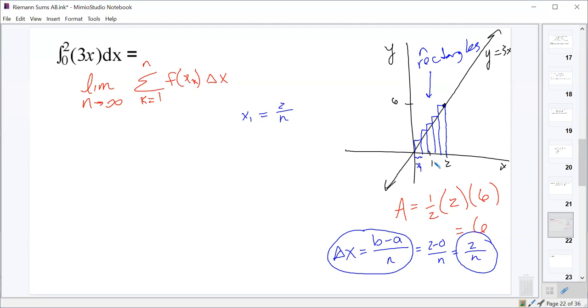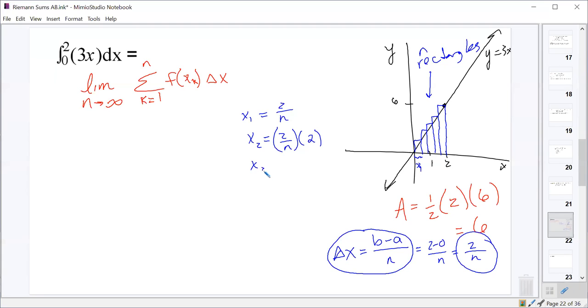All right, so x sub 1 was our distance from the origin to the first rectangle. So what about x sub 2 then? How far did we go from the origin to the second rectangle? We went over the width of one rectangle, and then we went over the width of another rectangle, right? Which would be 2 over n times 2, right? We go over 2 over n twice.